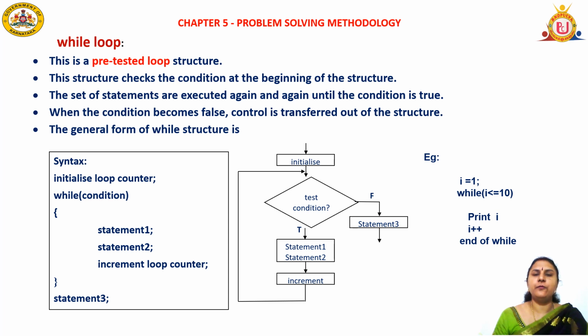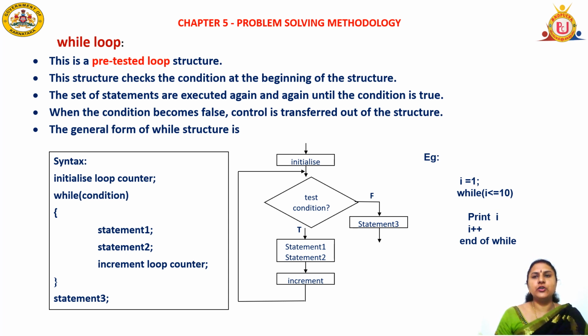Flowchart pattern: first, in the rectangle, initialize or assign a value. Next, test the condition. If the condition is true, it will execute one set of statements. Next, it will increment till the condition is satisfied. If the condition becomes false, it will print statement 3.